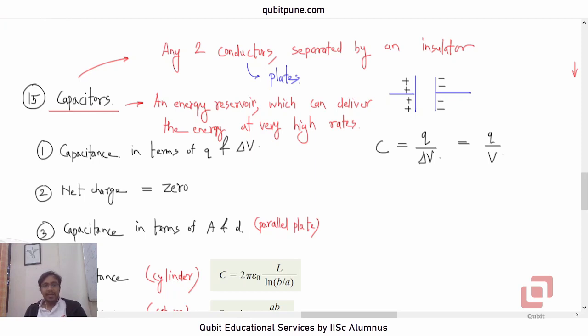And the capacitance is actually a geometrical property. It depends on the geometry and the type of material that exists between them. The capacitance C is given by epsilon A by D. If it is vacuum, one minute.